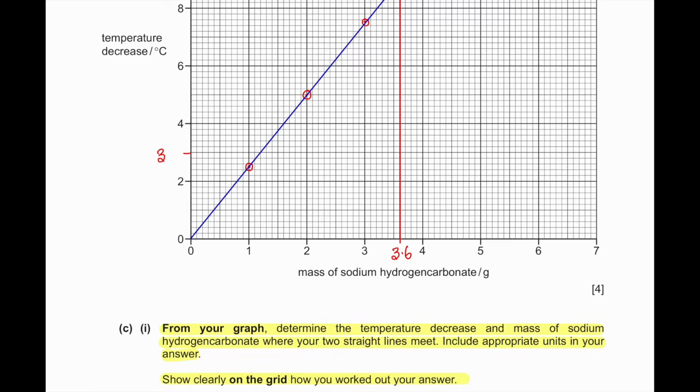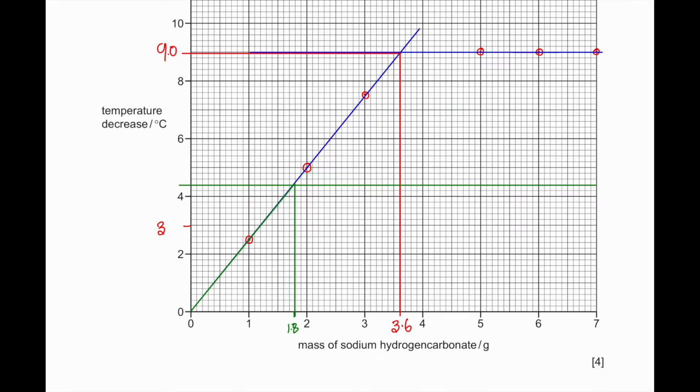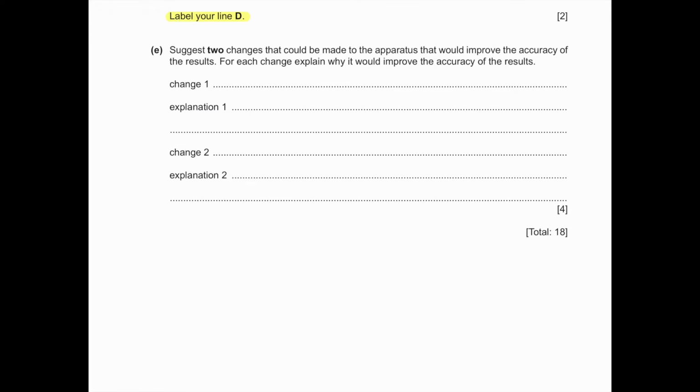So sodium hydrogen carbonate will be 1.8 gram that will be used. So it will be here, 1.8 gram. The line will just go straight from the origin up until 1.8 gram, and then from there it's going to plateau. So as a result, the temperature change will be 4.4. We can see here the temperature change is 4.4.